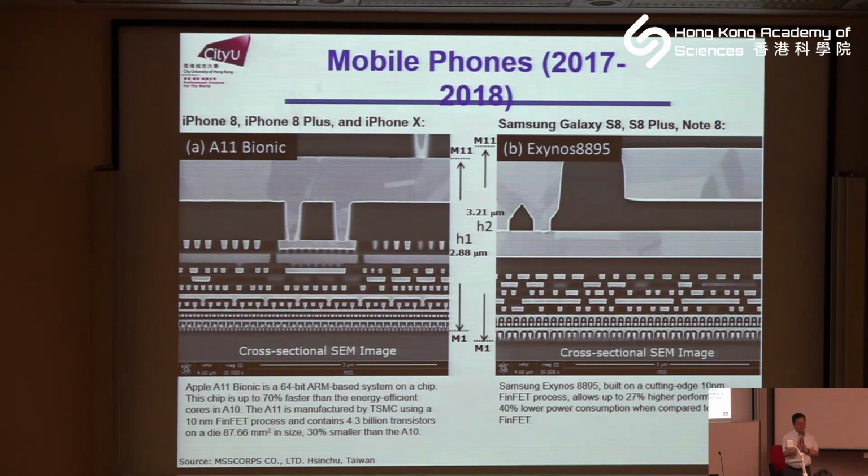But if you compare the performance with the previous processor, for example, the A11 Bionic is 70% faster than the A10. Okay, 70% faster. If you compare Samsung, it's 27% faster. So in terms of the design, it's different, but just look at the scaling, and this gives you a taste of what nano transistors look like. And all this is utilizing quantum mechanical concepts. Okay, so this is very important.